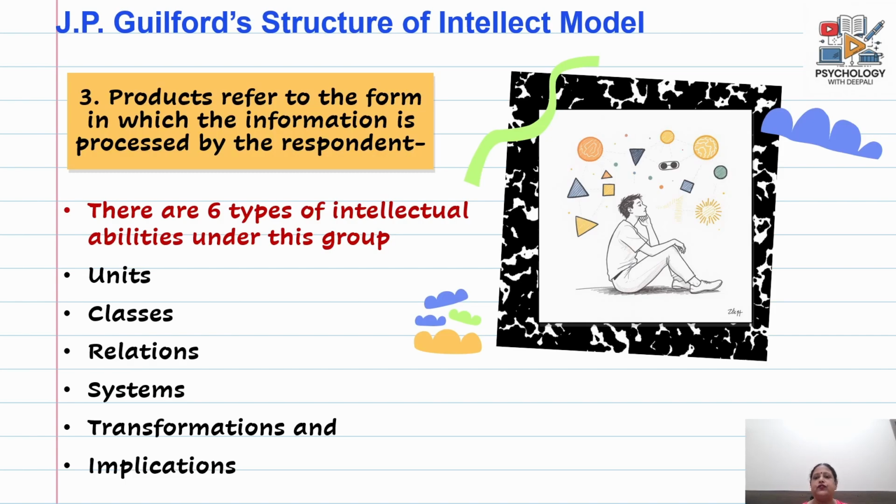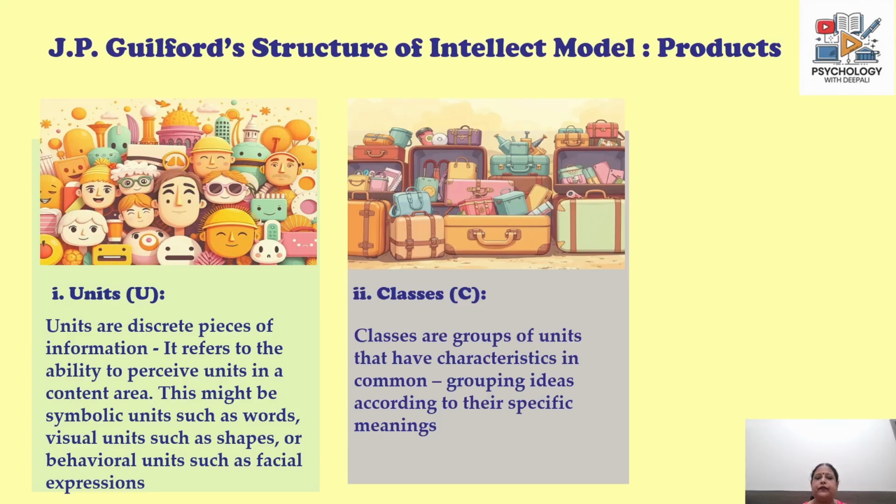Now, products refer to the form in which the information is processed by the respondent. So there are six different types of products, six different forms in which we process the information. For example, we have units, classes, systems, relations, transformations, and implications. We will do each one in detail. So the first is units. Units are discrete pieces of information.